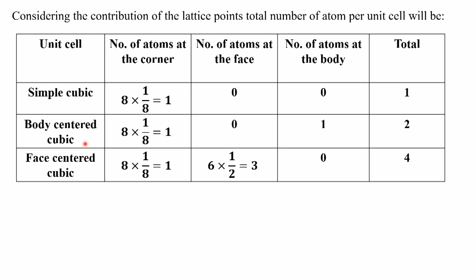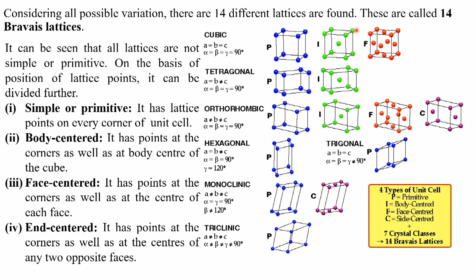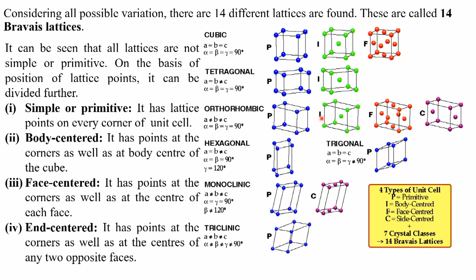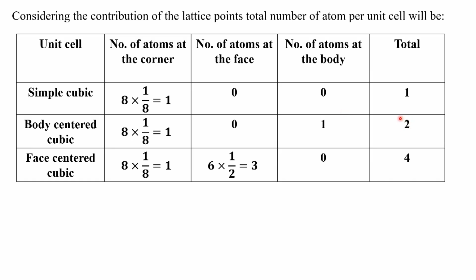For body centered, if you see the body centered here, so these are the body centered. Okay, so we have 8 corners, so each occupied by, so 8 times 1 by 8, we get 1 here. Number of atoms at the face, there is no atom at the face, but only 1 atom at the body. You can see it here, 1 atom at the body. So you get 1 plus 1, so you get 2 here, right?